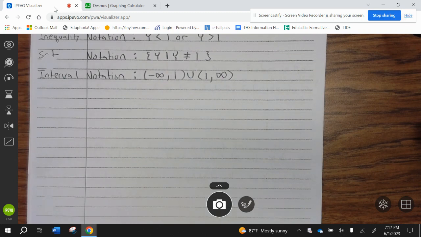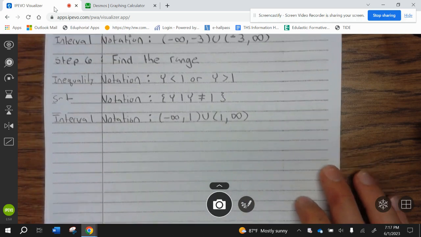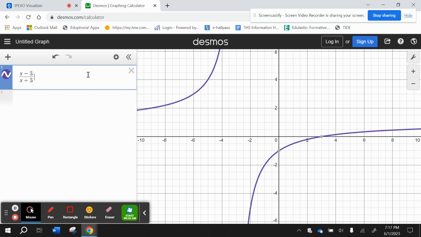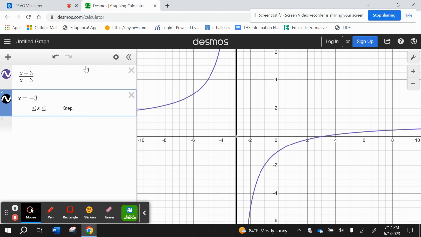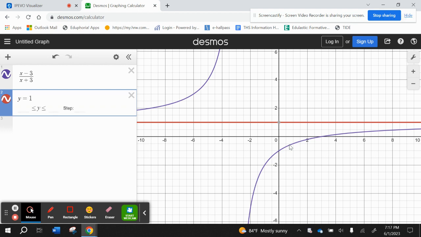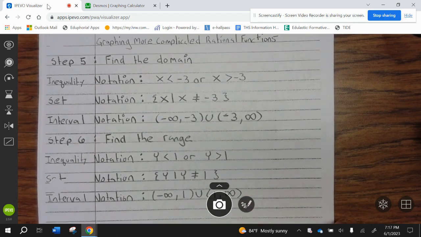Oh, wait. Almost forgot. Let's look at the domain and range. Now, the domain: if we graph x equals negative 3, you can see the domain is less than negative 3 or greater than negative 3. It doesn't include negative 3, and it goes from negative infinity to negative 3 or negative 3 to infinity. Now let's look at the range. Y equals 1. You can see that y is less than 1 or y is greater than 1. It doesn't equal 1, and it goes from negative infinity to 1 and 1 to infinity. So that explains the domain and range.